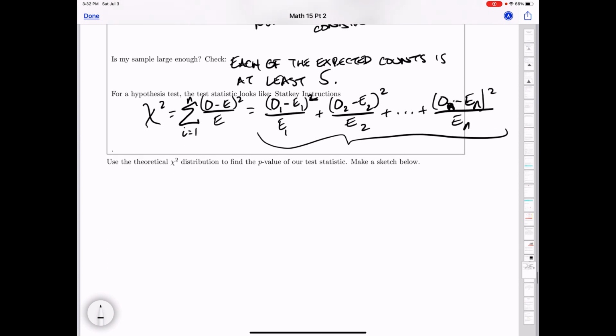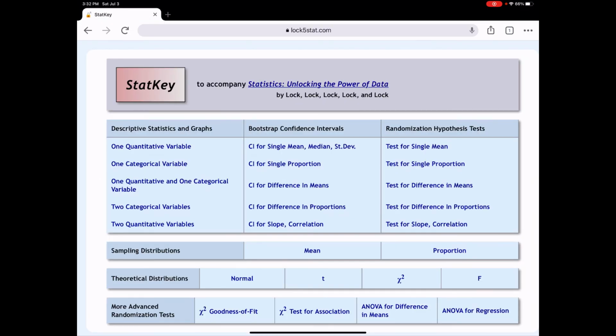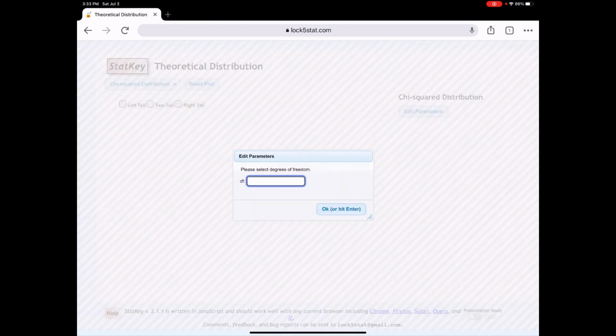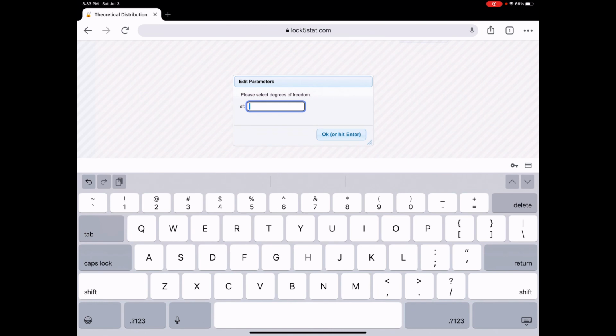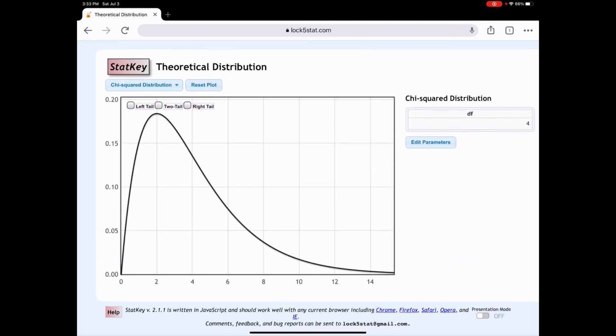Okay, so then it says to use our theoretical chi-square distribution to find the p-value of our test statistic. Okay, so let's go back to StatKey. And notice here we have theoretical distributions towards the bottom of the screen. We hit chi-square, and then I go to my degrees of freedom here, which is the number of categories minus 1. So in our problem, I had 5 categories, so my degrees of freedom was 4.